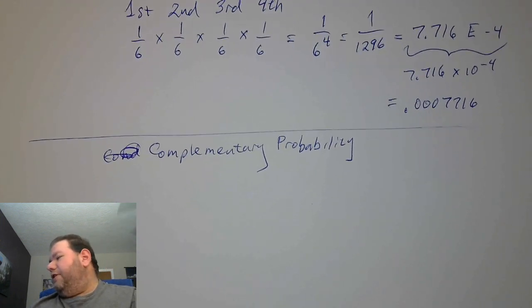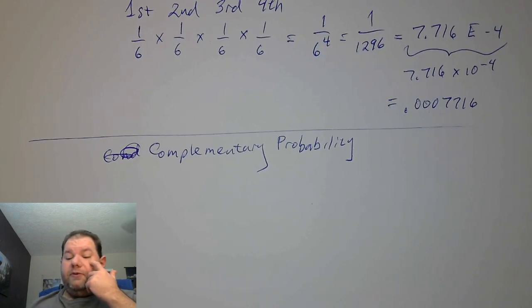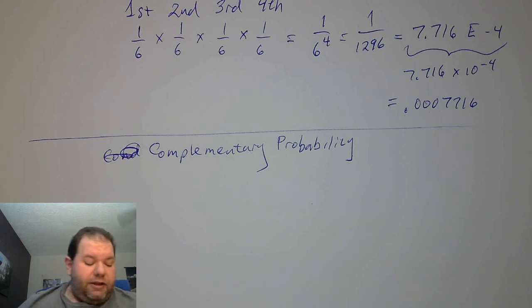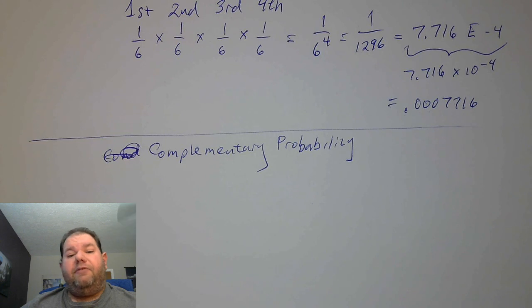Complementary probability. We introduced that at the end of section 5.2, and again, the idea was that the complement contained everything that was not in the original event. So if we have an event E that has one outcome, then event E complement has all the other outcomes besides that one. Okay?